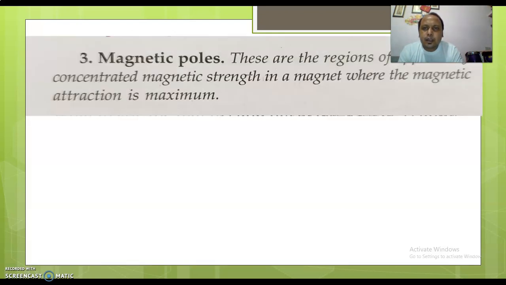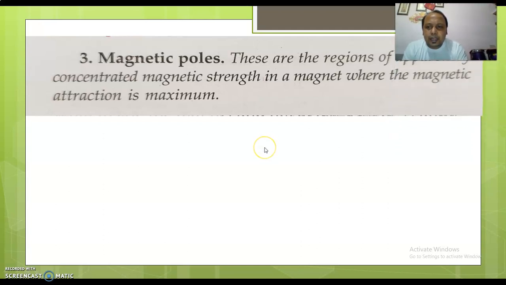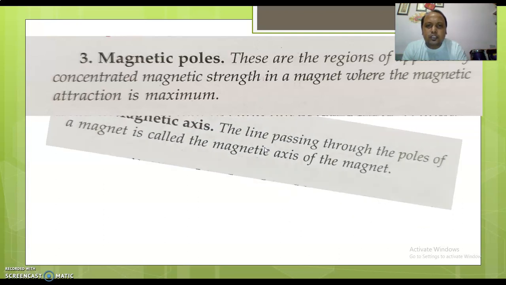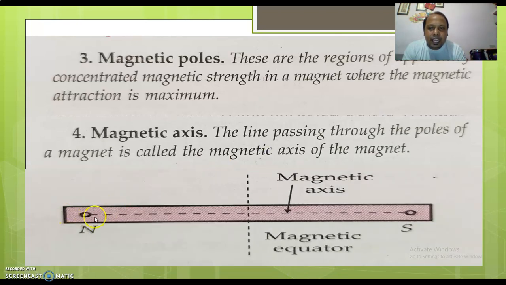Okay. Now magnetic poles. Magnetic poles are the regions of apparently concentrated magnetic field in a magnet where magnetic attraction is maximum. Okay, that is when we take a magnet, there are points where the attraction for the magnetic material is maximum. Those points are known as magnetic poles, that is the north and the south pole. Magnetic axis, you can see in the diagram, the line joining the north and the south pole is known as the magnetic axis. Another axis which cuts it perpendicularly at the midpoint is known as the magnetic equator.